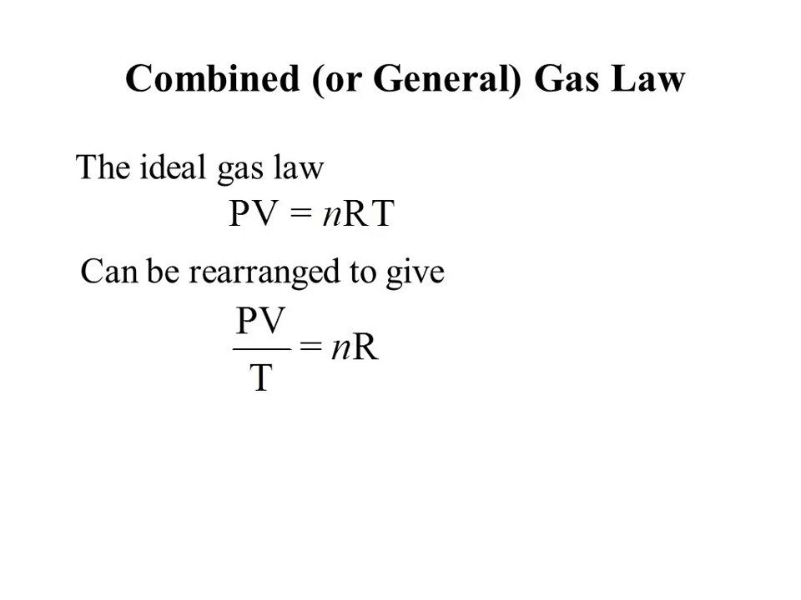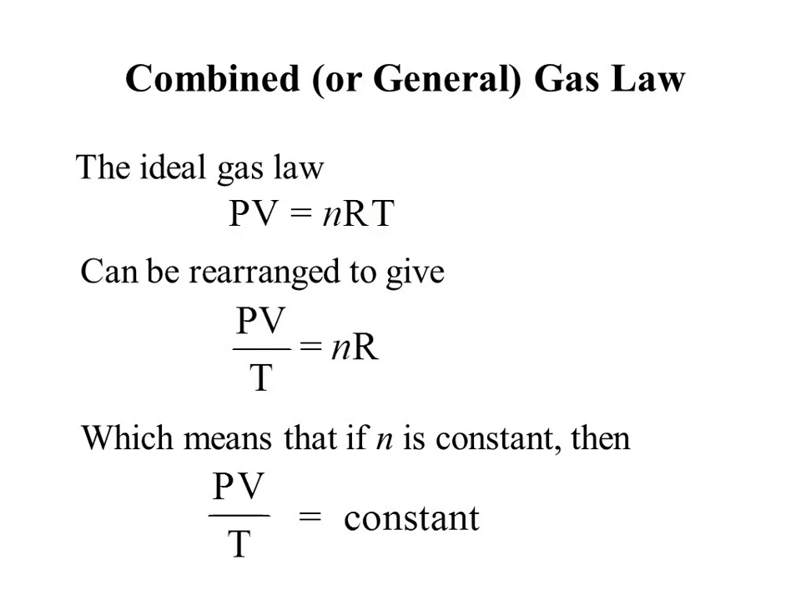So the last thing to talk about is this combined or general gas law, or laws. The most common one is the one in which the number of moles is held constant. So we'll take a look at that. If your number of moles, n, is held constant, you can throw it over with the R term. So if R is constant and now n is constant, then the only thing that's varying is these.